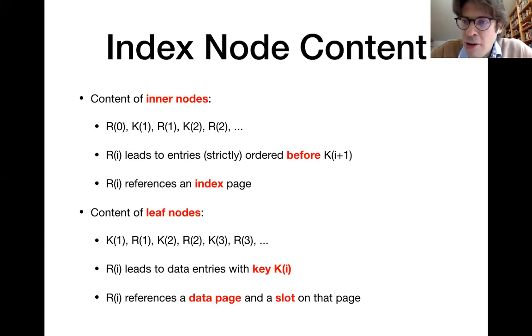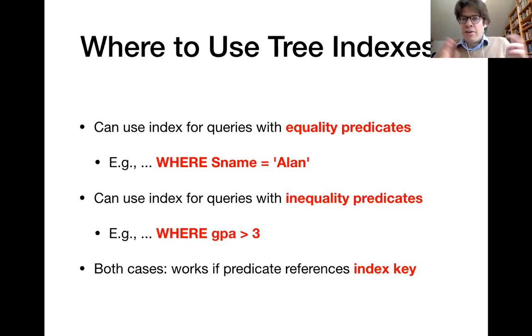The leaf nodes are structured a little bit differently. They have keys followed by references, so it doesn't start with a reference, it starts with a key. And for each of those keys, the corresponding reference contains a link to the data that is associated with this search key.